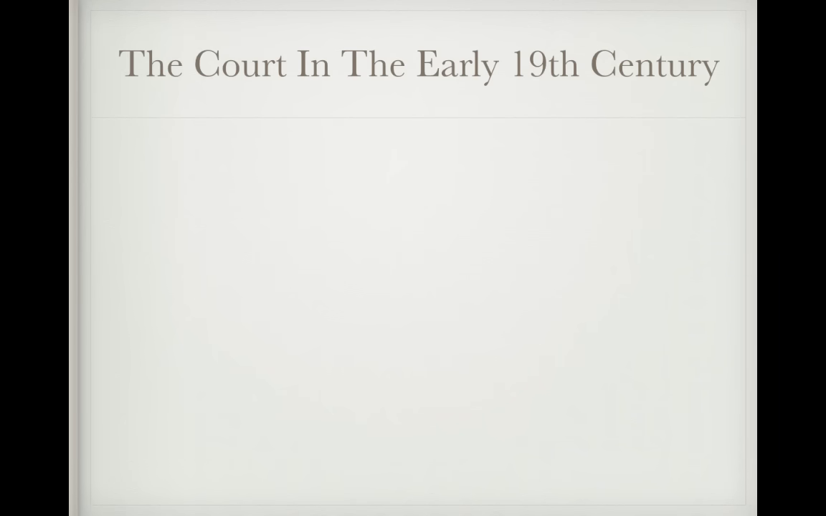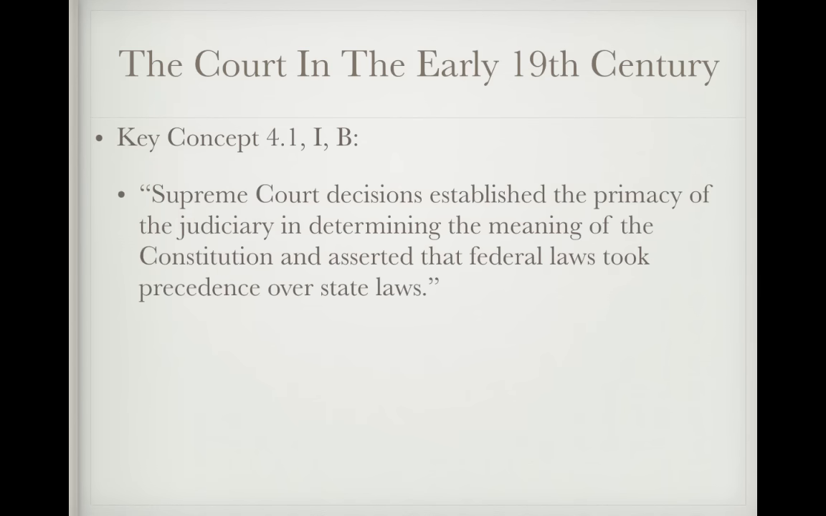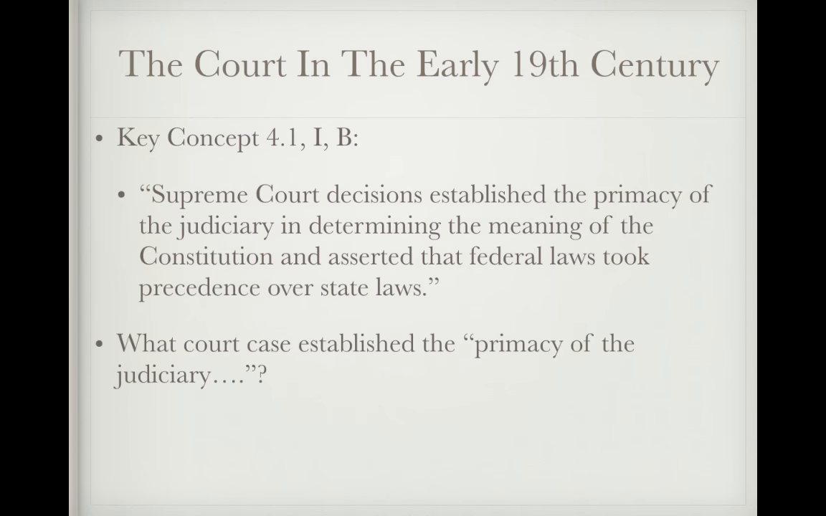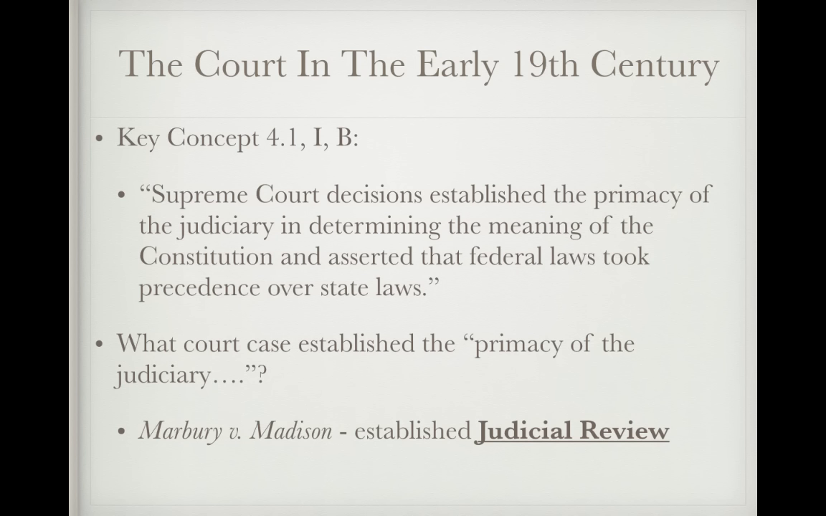All right, let's start off talking about this court in the early 19th century. Key concept 4.1, Roman numeral 1, letter B states, Supreme Court decisions established the primacy of the judiciary in determining the meaning of the Constitution and asserted that federal laws took precedence over state laws. So, what court case established the primacy of the judiciary in determining the meaning of the Constitution? You know it, one of the most important court cases ever, under Supreme Court Chief Justice John Marshall. It is Marbury versus Madison, and this established judicial review.